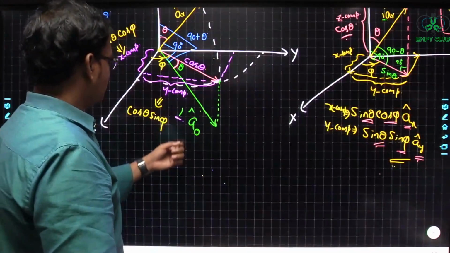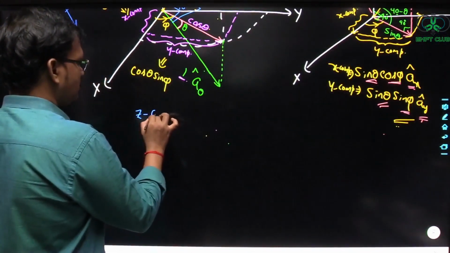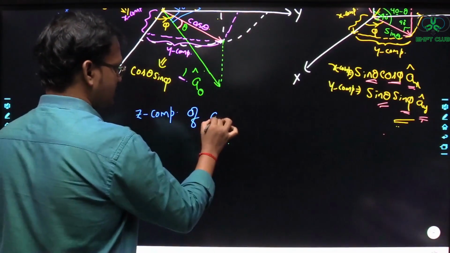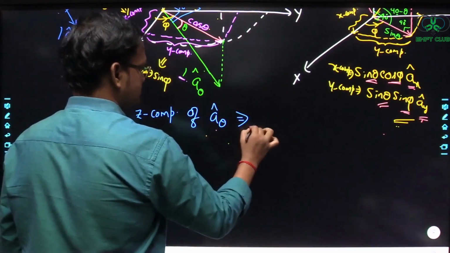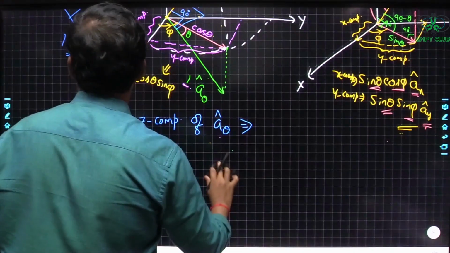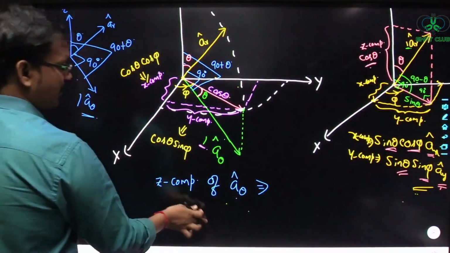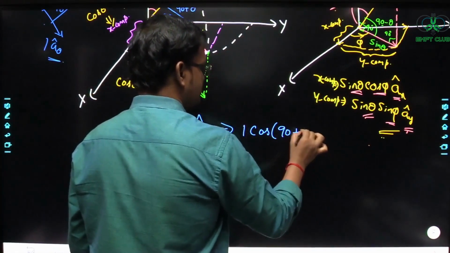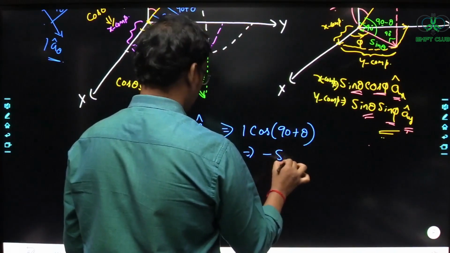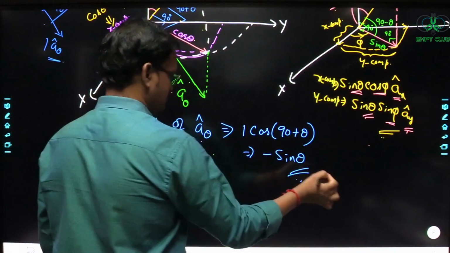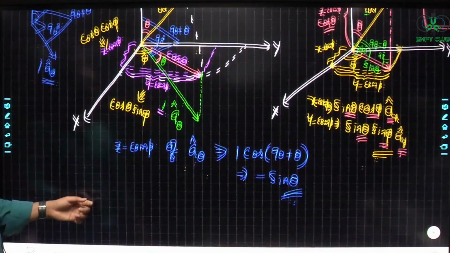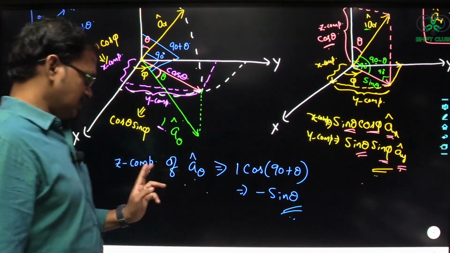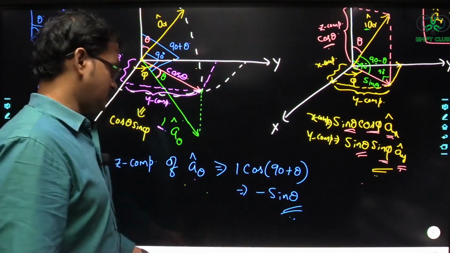So now the z component of a theta cap is what we got here: 1 into cos of 90 plus theta. That is nothing but minus sin theta. So the x component we got is cos theta cos phi, the y component is cos theta sin phi, and the z component is minus sin theta, right?